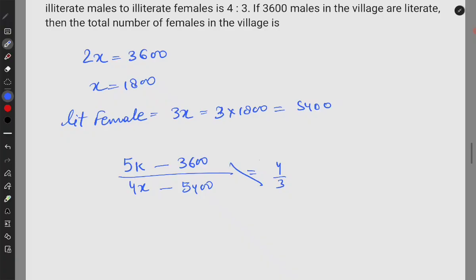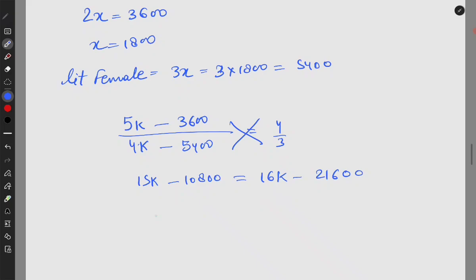Now let's quickly solve this and find out the answer. They're looking for the total number of females in the village. So we can find out the value of 4x. So 15k minus 10800 equals 16k minus 21600. Now 16k minus 15k, that will be minus 10800 plus 21600. Now k is equal to what? k is equal to 10800.